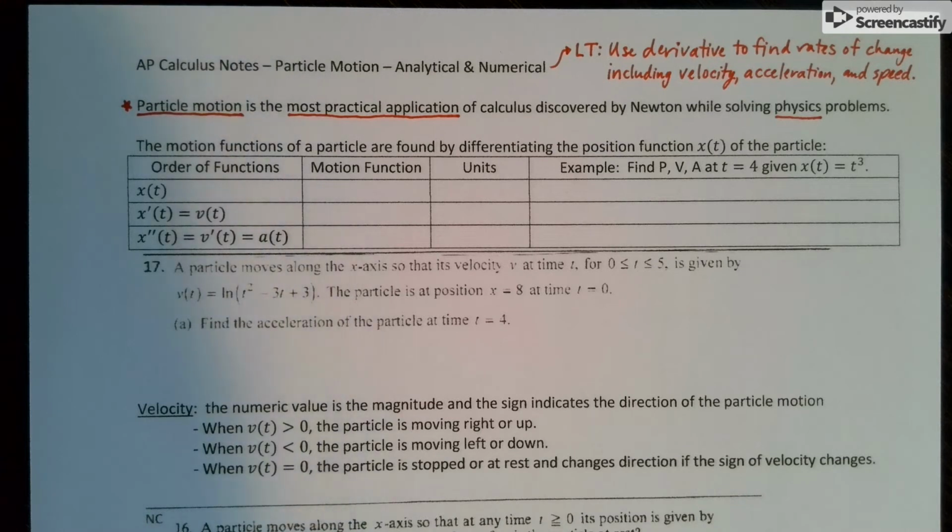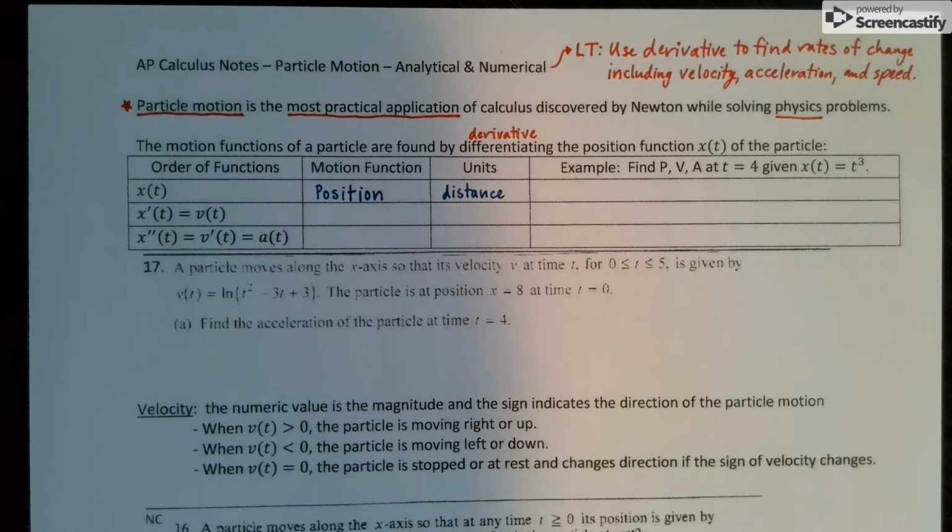So I like to call this little half unit our unit on physics. I call it a half unit because we'll come back and revisit particle motion after we learn the second half of calculus, which is integrals. But for now, our learning target as we start particle motion is to use the derivative to find rates of change, including velocity, acceleration, and speed. So if you've taken a physics class, you'll be familiar with these terms, and you'll learn how to connect them to the calculus that we've learned. And if you haven't taken physics before, it'll be a nice introduction to these rates of change.